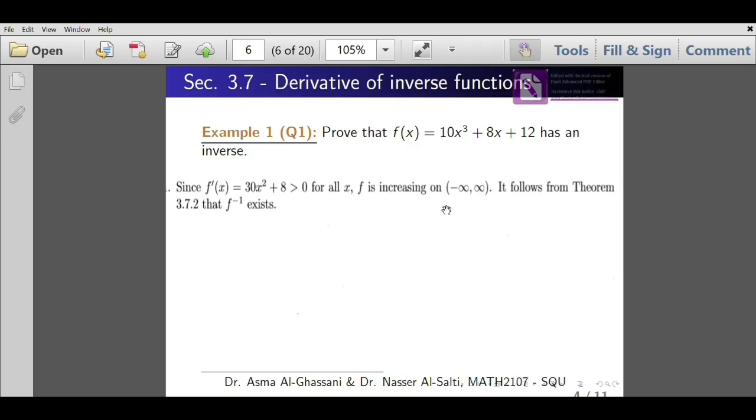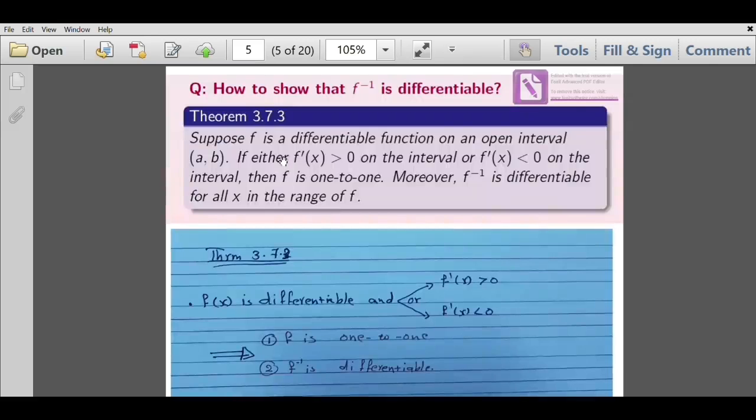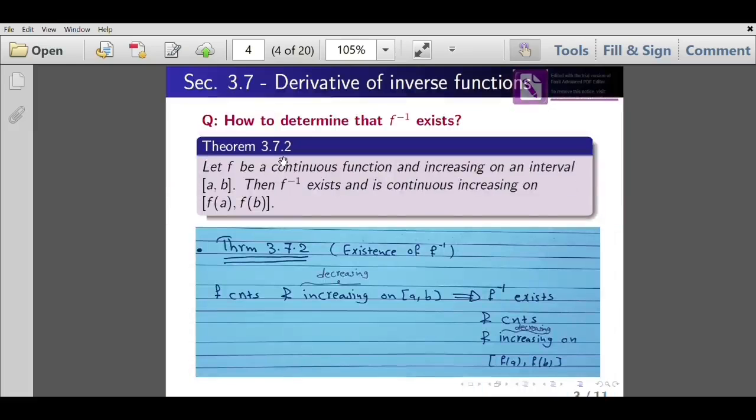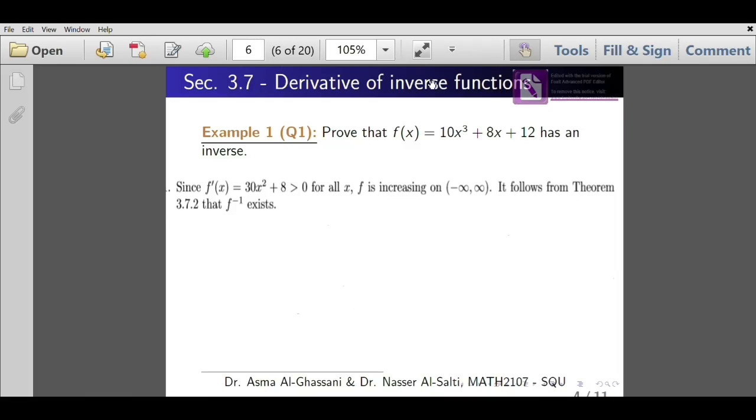Prove that f(x) equals 10x cubed plus 8x plus 12 has an inverse. So here we are looking for the existence of f inverse. We will use Theorem 3.7.2 because this theorem is talking about the existence of f inverse. We say that any function has an inverse if it is continuous and it is either increasing or decreasing. So let us apply this in this example.